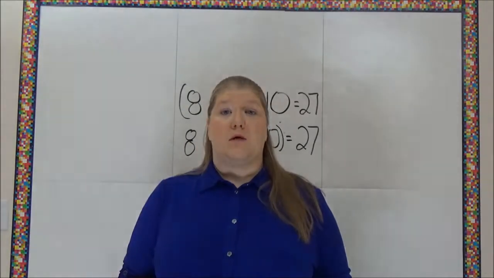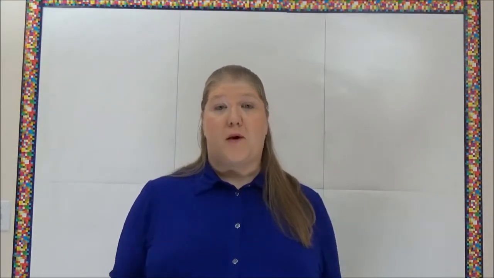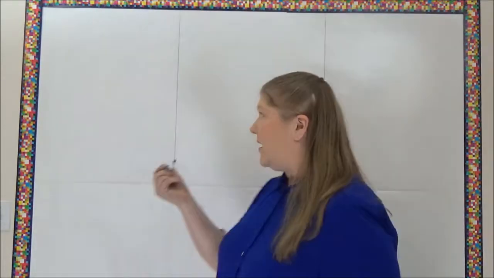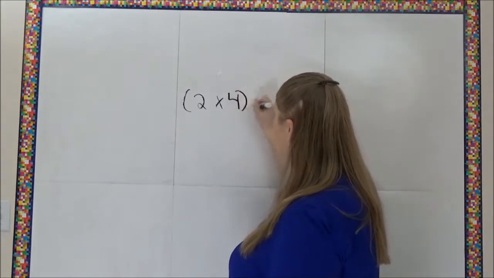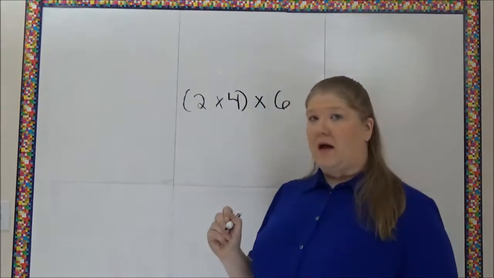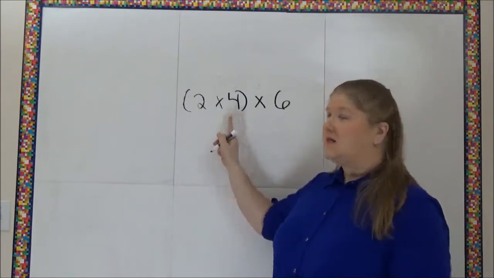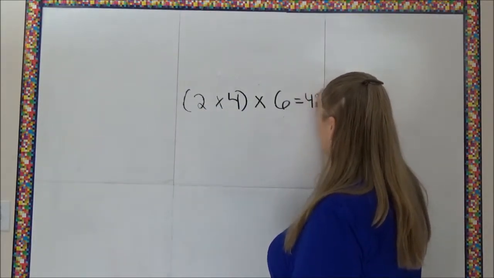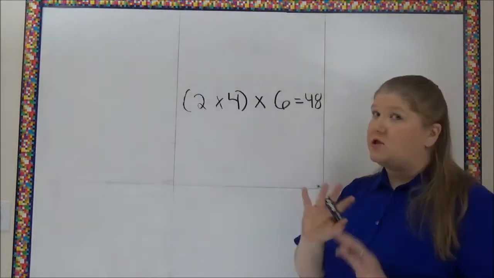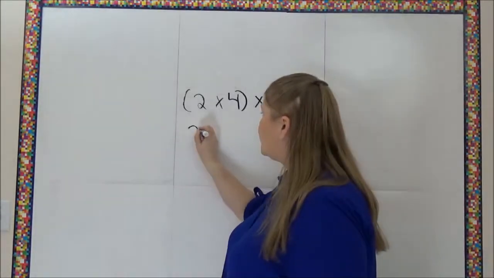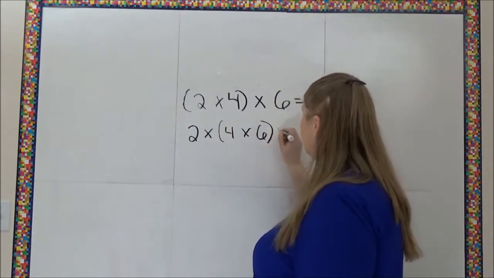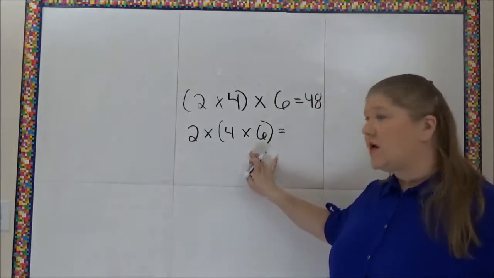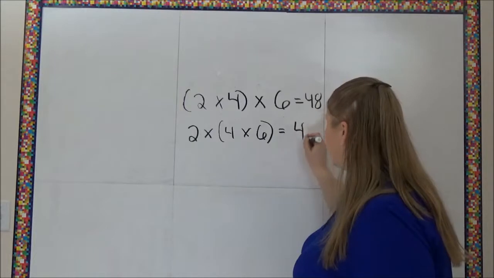Now let's see how that works with multiplication. Let's see the associative property at work on multiplication. We're going to go with a grouping of (2 times 4) times 6. 2 times 4 is 8, times 6 is 48. Again, I'm going to leave the order alone and just change the grouping. So I'm going to have 2 times (4 times 6). 4 times 6 is 24, times 2 is also 48.